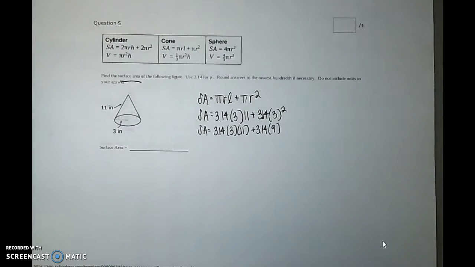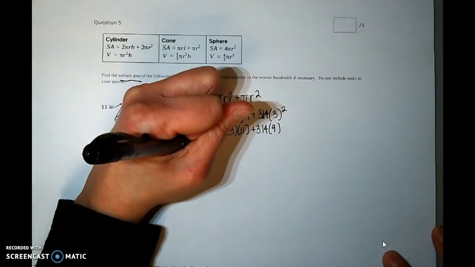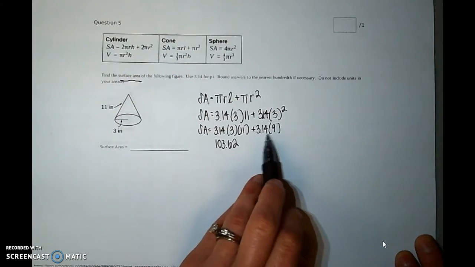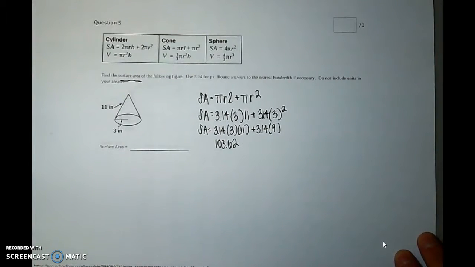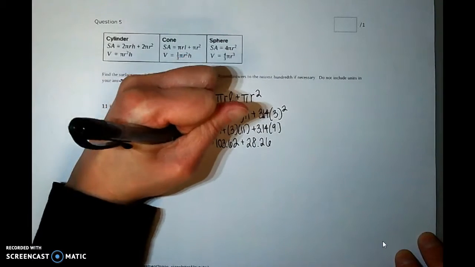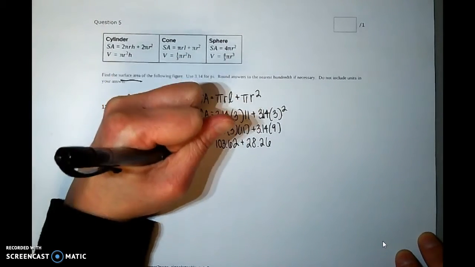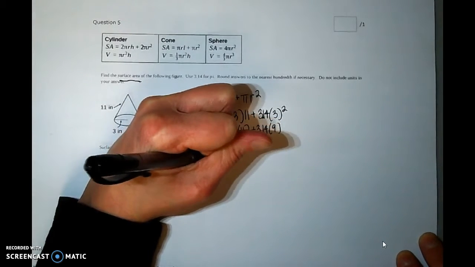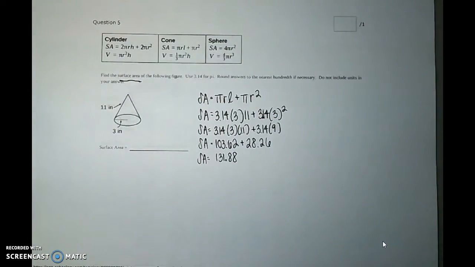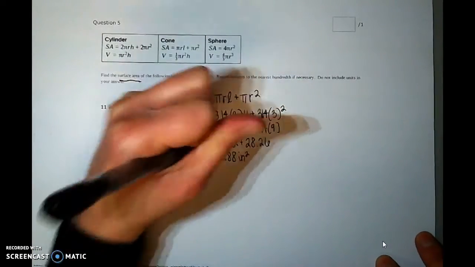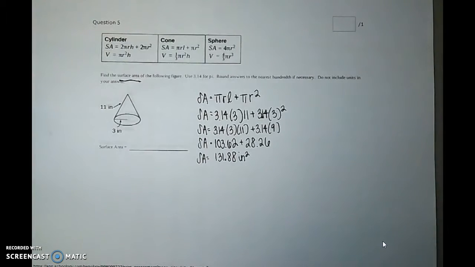My first set of numbers, when I multiply them, it gives me 103.62. And when I multiply my second two numbers, I end up getting 28.26. So now all that I have left to do is add my numbers together. So when I add those together, that gives me 131.88. So my surface area of the cone is 131.88 inches squared. And I don't have to round this also because it's already the nearest hundredth.